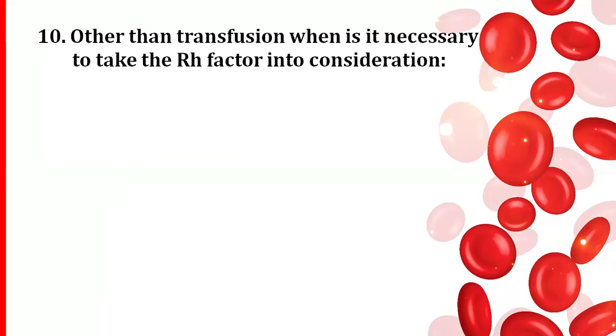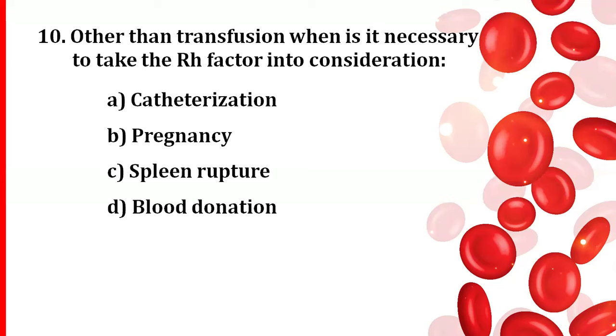Next question. Other than transfusion, when is it necessary to take RH factor into consideration? So when should we consider RH factor other than transfusion? Option A, catheterization. Option B, pregnancy. Option C, spleen rupture. Option D, blood donation. Here, the right answer is option B, pregnancy.